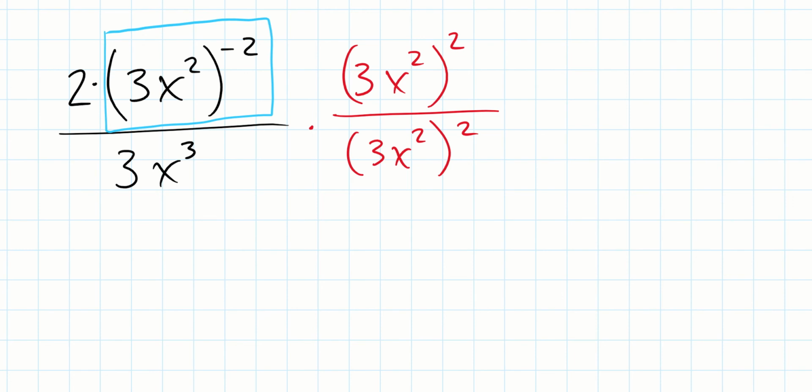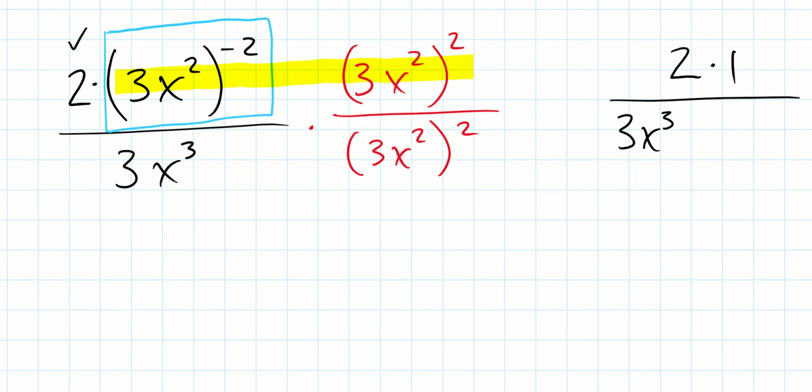Already this is easier for me to look at because I know that 3x squared to the negative second power times 3x squared to the positive second power equals the number 1. So my numerator is the number 1, is 2 times that 1, right? There was a 2 here. So 2 times 1. And in my denominator, I still have the 3x cubed, and I'm multiplying that by 3x squared squared. Well, for me to square the 3x squared, I need to have two factors, two collections of those factors. So it's a 3x squared times another 3x squared.